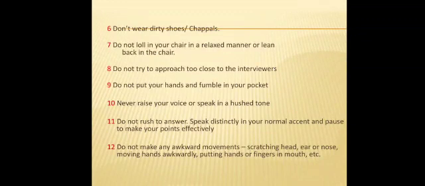Don't give answers very hurriedly. Just listen to the questions very carefully. After listening, think for a moment and then reply easily, and speak distinctly in a normal accent and pause to make your points effectively. While talking, don't talk fast, talk very slowly and give answers effectively. Take a pause, think about it, and then speak.